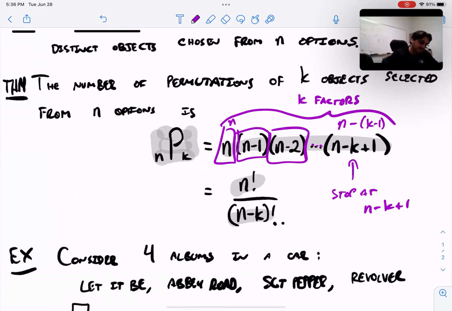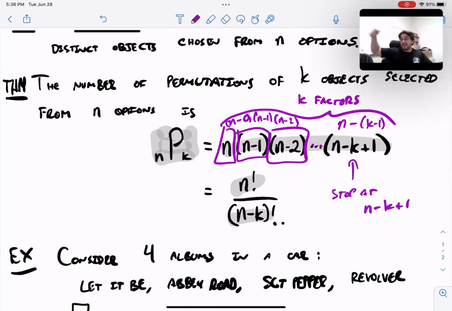And you can think of this first one as n minus 0. If you look at the number being subtracted from n, you're subtracting 0, 1, 2, 3, up to k minus 1. But there aren't k minus 1 factors, because there's one extra factor for 0. So 0 through k minus 1 is a total of k factors. That's one way you can think of how many factors there are.